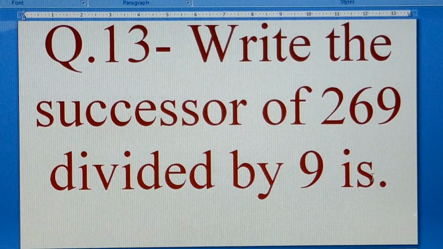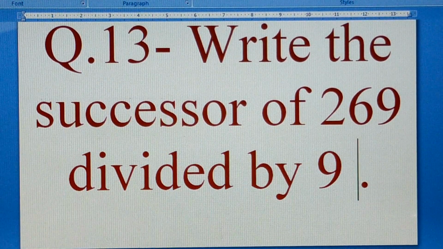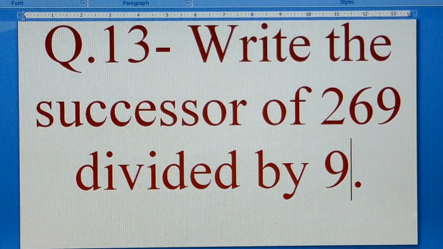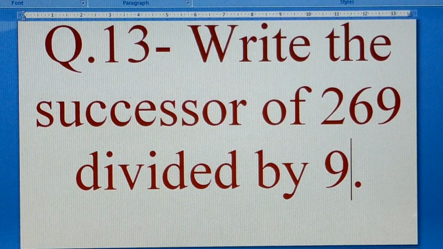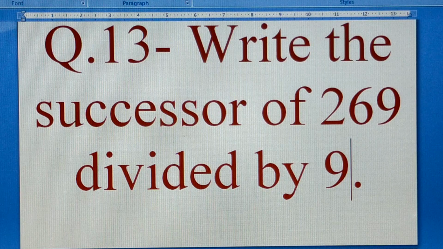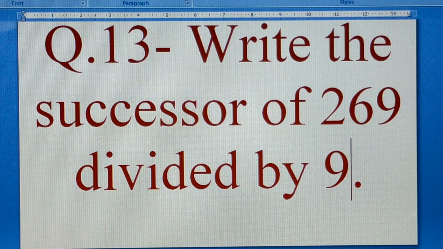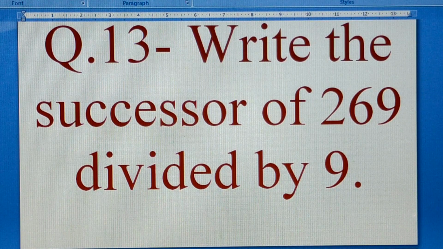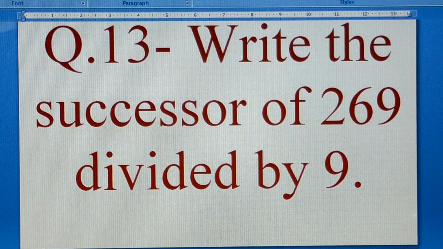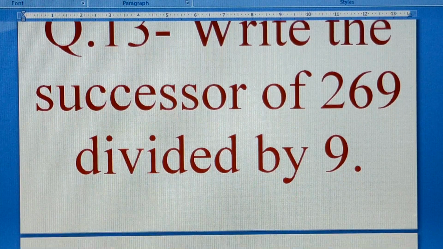What is successor? Can you tell me? Write the successor of 269 divided by 9. Successor means plus 1. You have to add 1 in 269 and you have to divide it by 9.